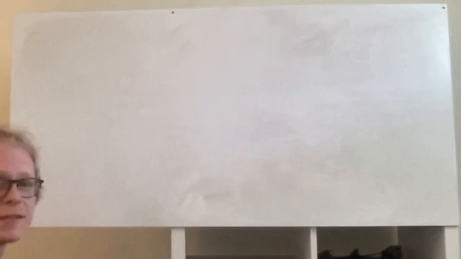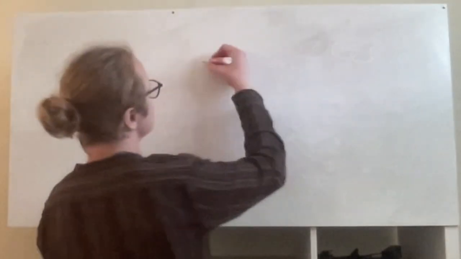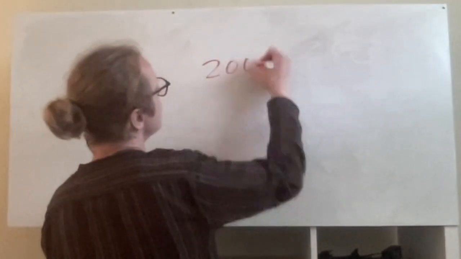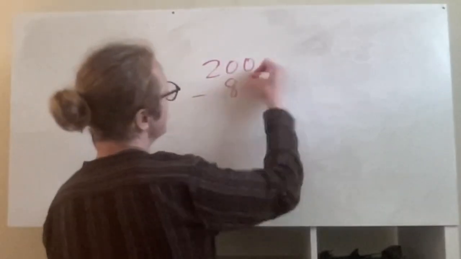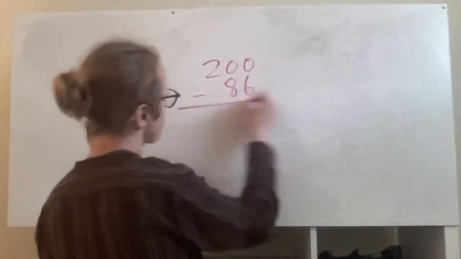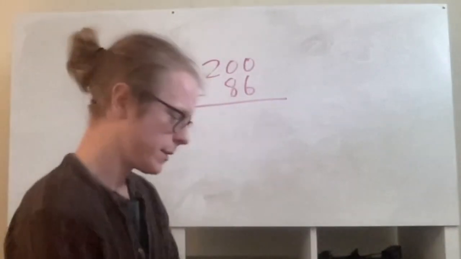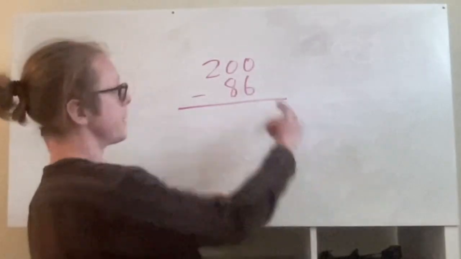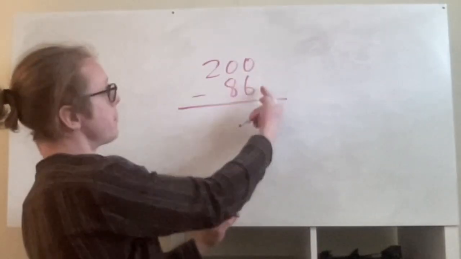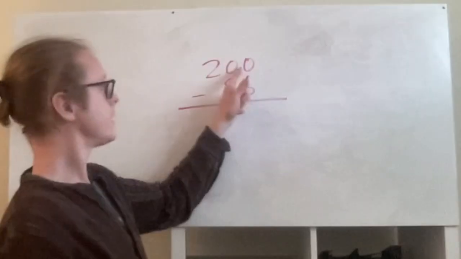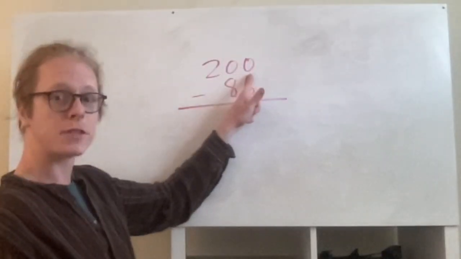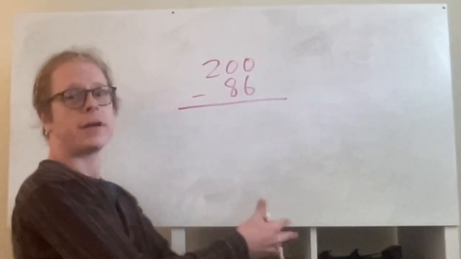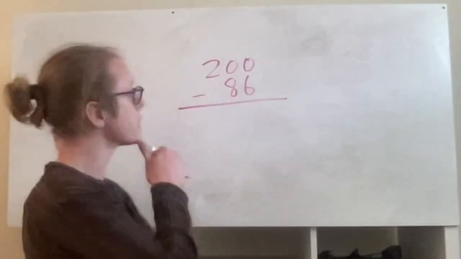Okay, so the last problem that we're going to look at is an example of what we call borrowing across a 0. So let's go with 200 minus 86. Okay, so where are we going to start? In the ones place. But again, I see I have a problem. 0 minus 6, I can't do that. I need to get more here in the ones place. Do you see what the other issue is though? Take a second and look.